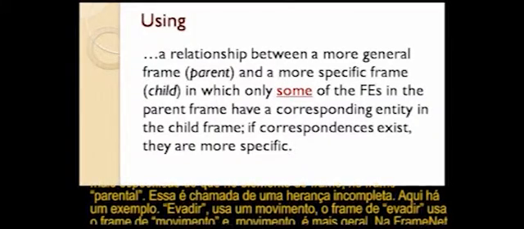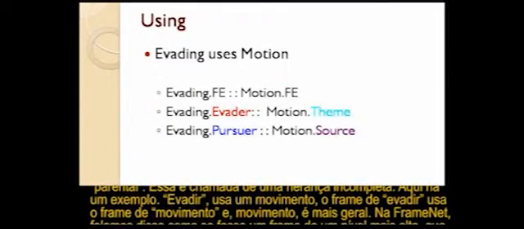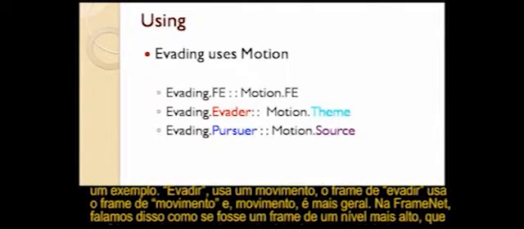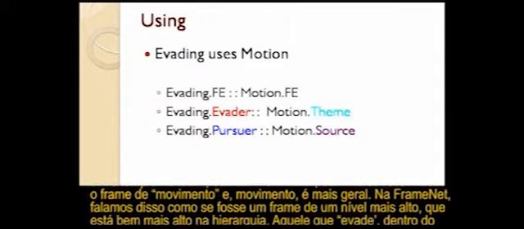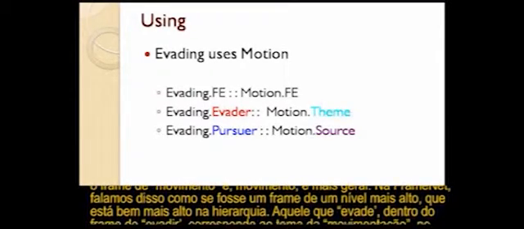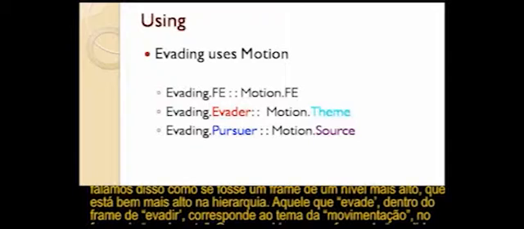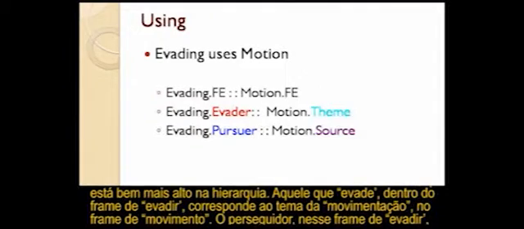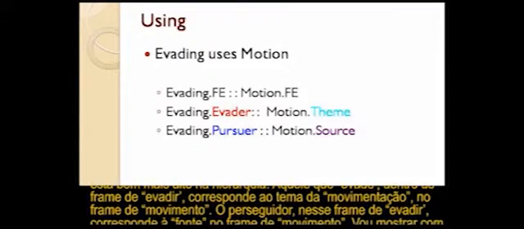Evading uses motion. So the evading frame uses the motion frame. Motion is more general. In FrameNet, we talk about it as a higher level frame. In the hierarchy, it's higher up. The evader in the evading frame corresponds to the theme in the motion frame. And the pursuer in the evading frame corresponds to source in the motion frame.